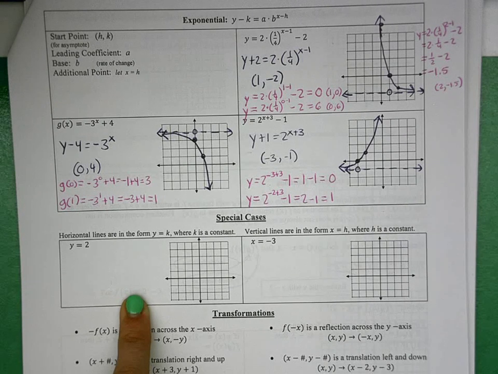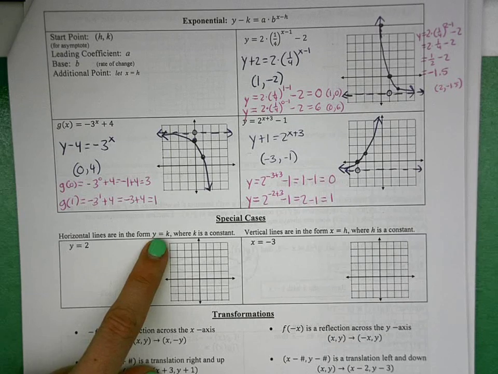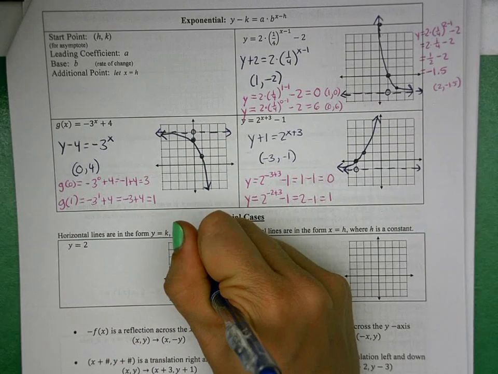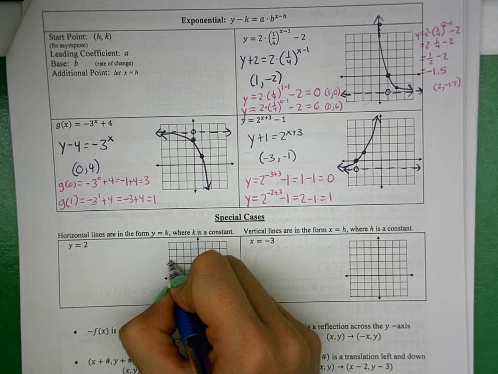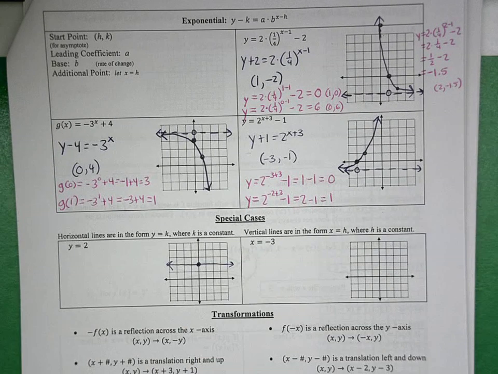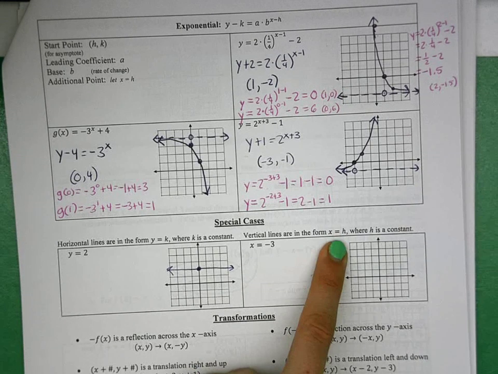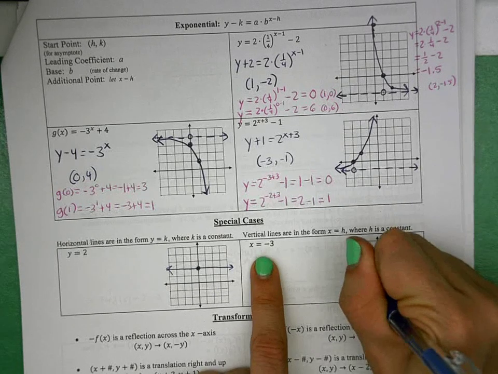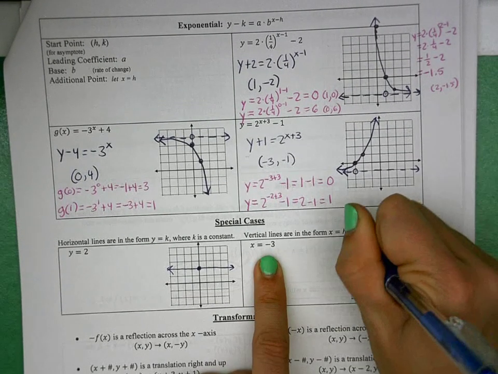Okay, y equals 2, y equals a number, is a horizontal line, side to side. So y equals 2 is here, and so it's my horizontal line. x equals a number is a vertical line, so up and down. x equals negative 3 is here, and so there's my line. And those are your two special cases.